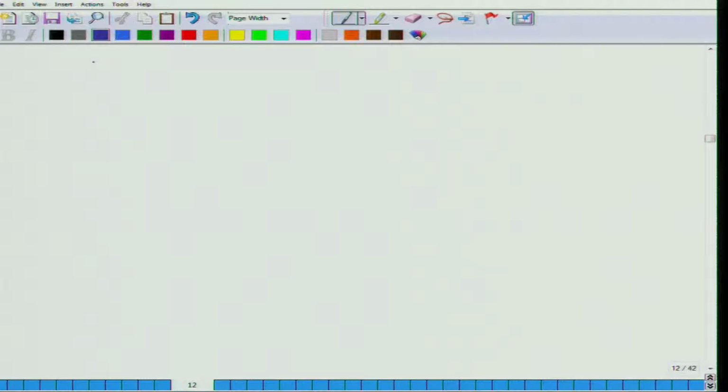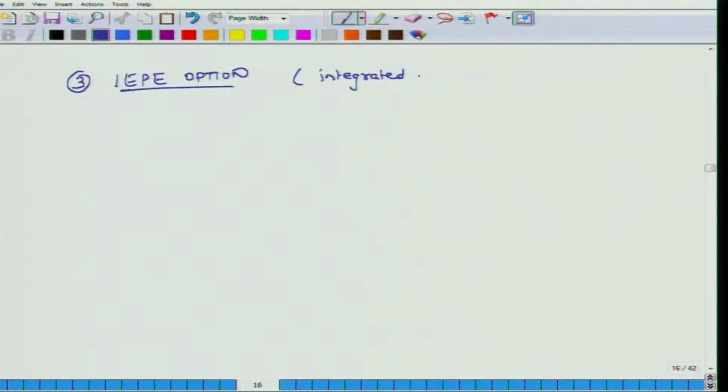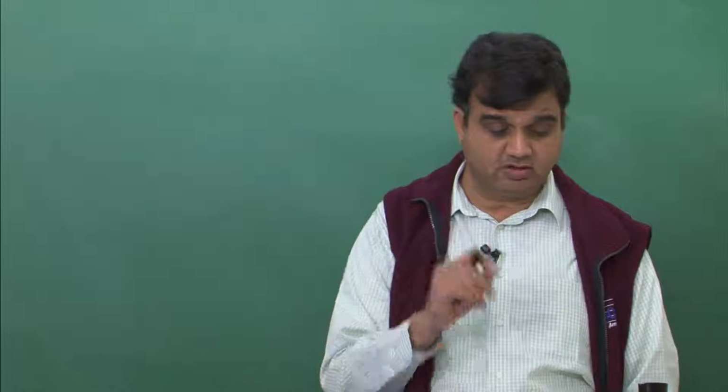The third parameter is that there are some microphones with an IEPE option. What is IEPE? It is an industry standard term, and it means integrated electronic piezoelectric. So some microphones could be IEPE mics. Similarly, we have IEPE accelerometers. This is an industry standard terminology, so it is not specific to a particular company.